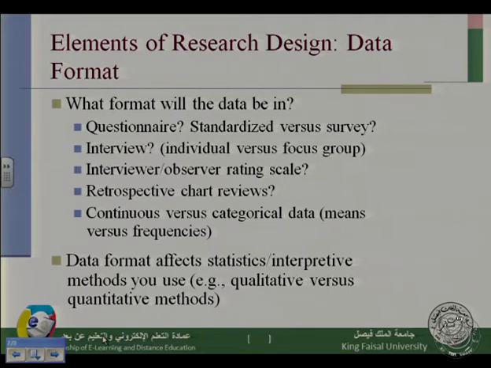Data format affects statistics, interpretive methods you use, qualitative versus quantitative methods. And this is something that we mentioned before. Depending on your method, it's going to affect the way you are going to interpret your results. If you have, for example, questionnaires, normally questionnaires lead you to numbers, so you are going to quantitative methods. Interviews and observation lead you to more qualitative results or qualitative methods. Why? Because in interviews you don't deal with numbers, you deal with information, with data, and you start to analyze them and find some interesting results.